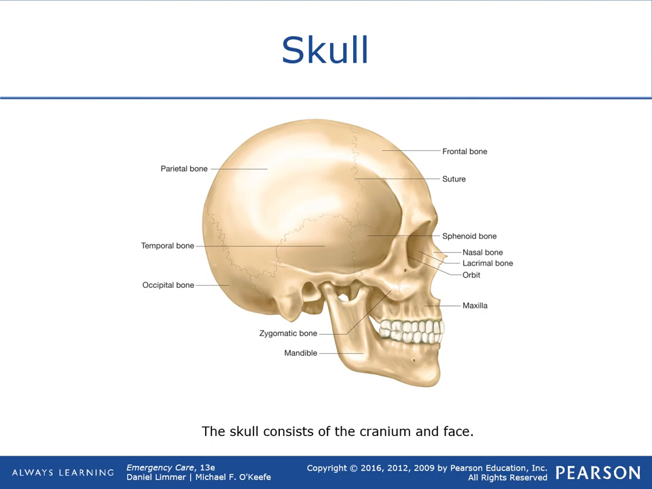So here is an outline of the skull that you're going to see in your textbook. Here we have the separation. Right there is the cranium, that whole section. And then this is the face. So the cranium, this little area, which is typically what we call the skull, is the part that protects the brain. We have several different areas so that we can better label where a specific injury is.